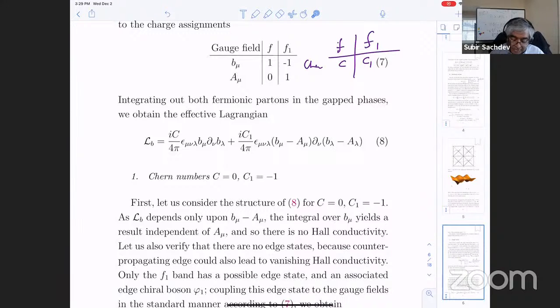So there's also no Hall conductivity because you don't have a Chern-Simons term after you do the integral over B in capital A. So it's not a Hall insulator, it's just a trivial insulator. Okay, so that's good.